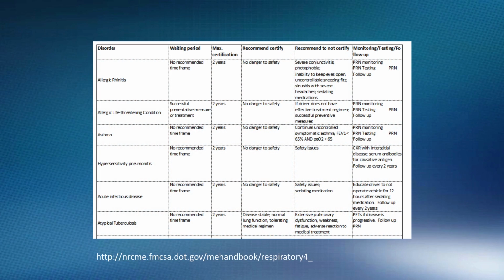There are 3 slides in a row here, and what I did when I originally started doing these presentations a few years ago, there were so many items on the website, and each one had a link to something else. I found it rather confusing to look at it in its entirety. So I compiled all of this, and this plus the next 2 are sort of cheat sheets for you as far as respiratory and sleep goes. It shows the different disorders, the waiting period if relevant, maximum certification time, when it's recommended to certify or to not certify, and if there's any specific monitoring or testing. So it's kind of like a quickie little thing.